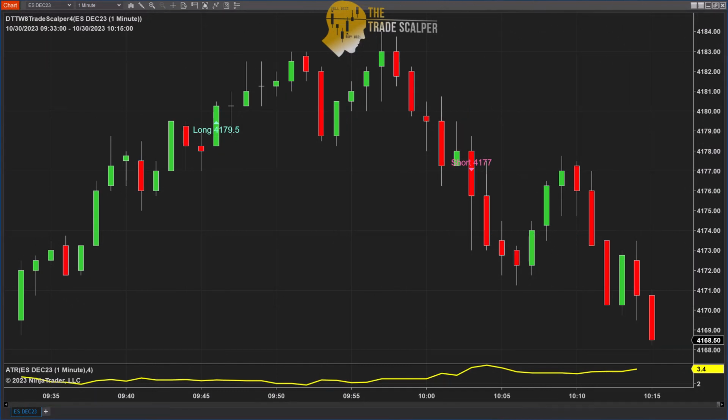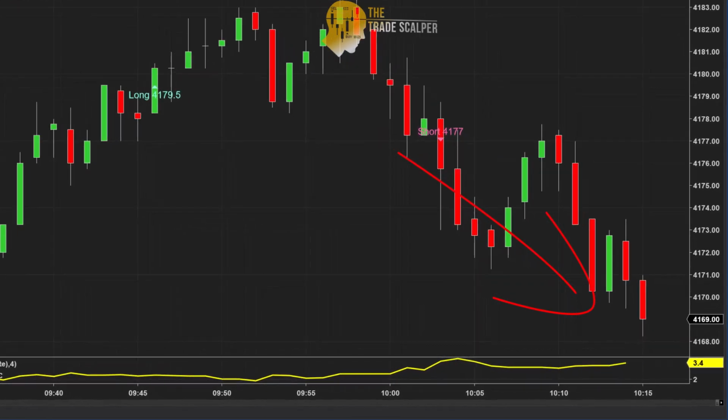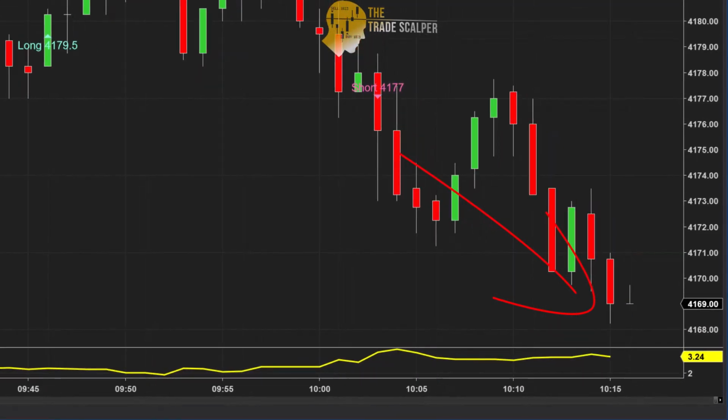Wow, look at this market continuing lower and lower. For those of you who got that short, fantastic, maybe trailing a stop, but realistically, let's just look for 3 points, 3.5 points and out. The market went much lower than that.